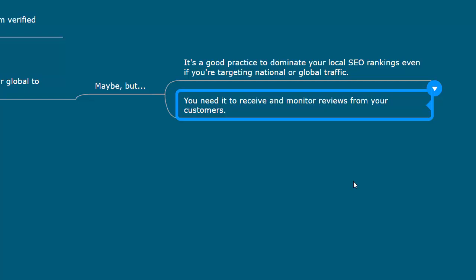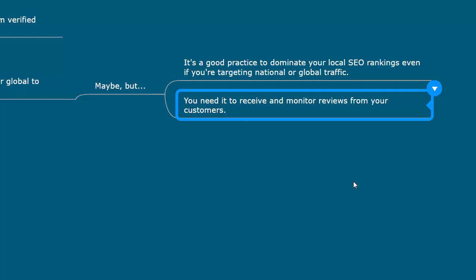So, does Google expect you to have a Google My Business listing for all campaigns? I would say yes. You've got to monitor your reviews. You've got to show up in knowledge graphs, if you want to show up in knowledge graphs.